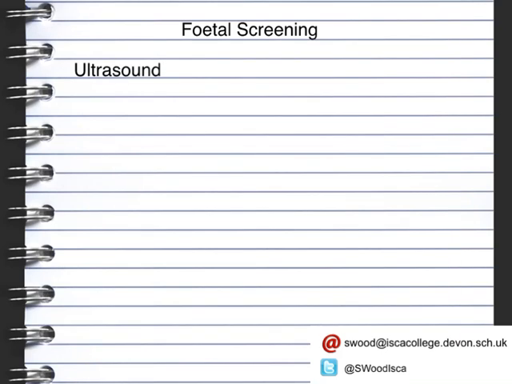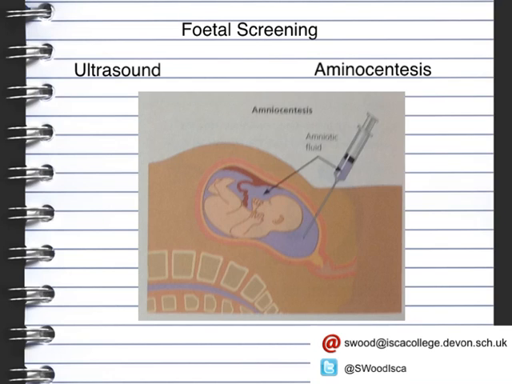The second type of fetal screening is something called amniocentesis. What this does is it takes cells from the fetus found in the amniotic fluid. If we have a look at a picture of what this actually does, here we've got a similar picture where we've got the fetus in the uterus here with the cervix here, and we take a sample of fluid from this amniotic fluid.